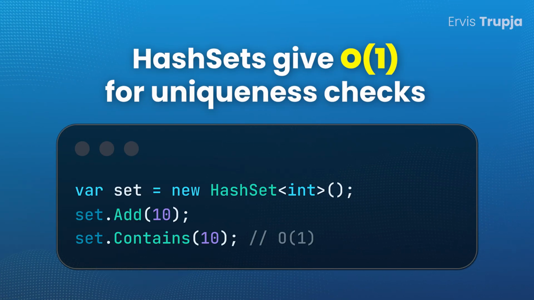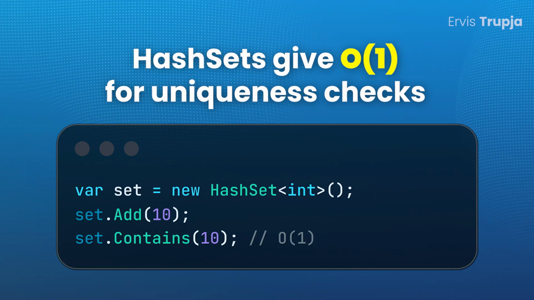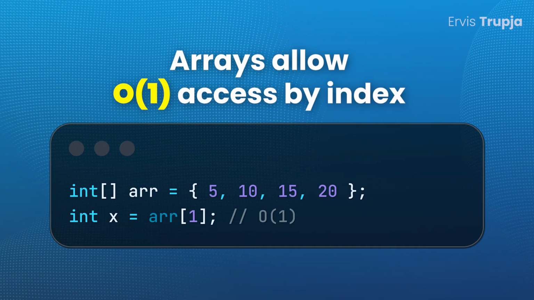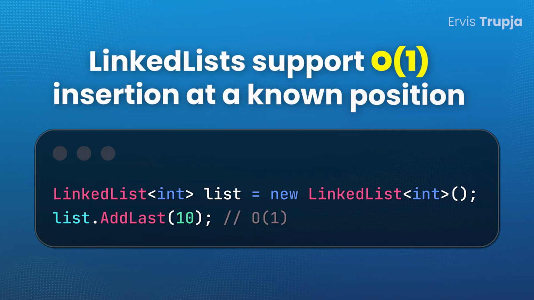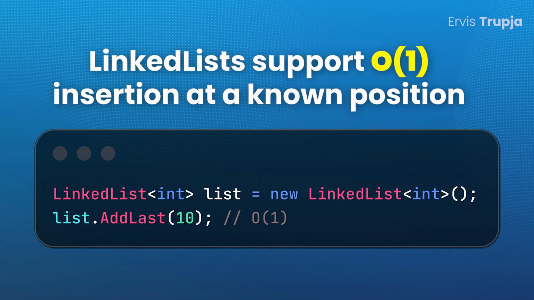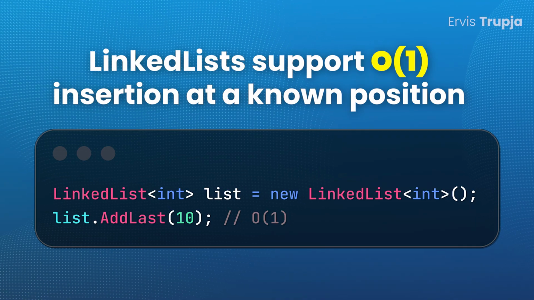HashSet also provides O(1) for adding and checking existence. Arrays allow O(1) access by index because of direct memory addressing. Linked list is O(1) for inserting or removing at a known position, but O(n) for searching.